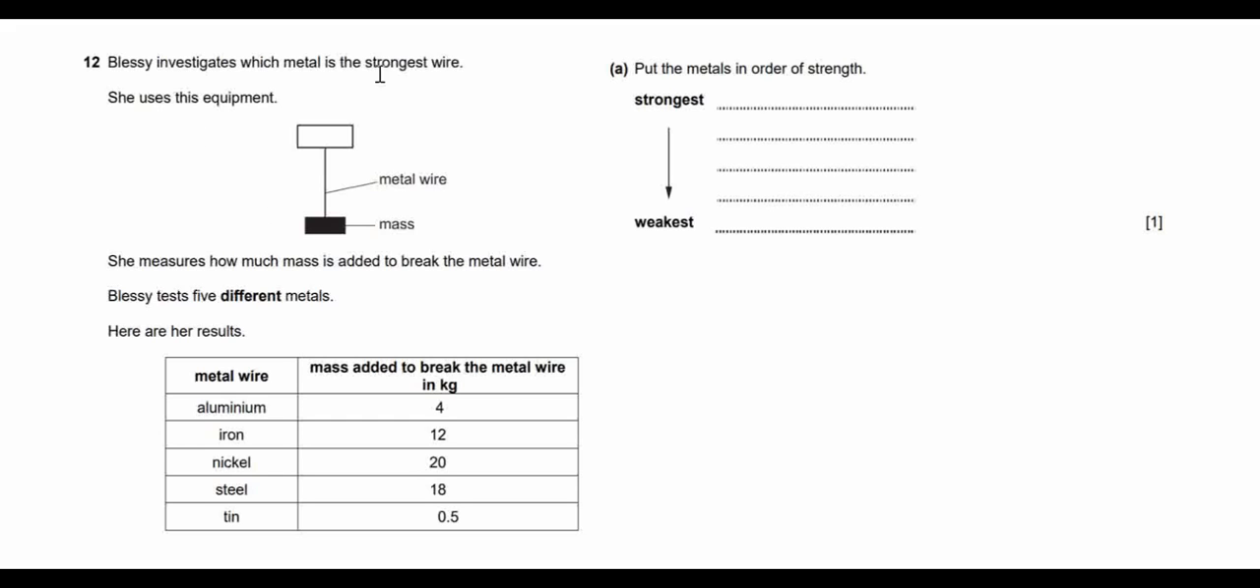Blessy investigates which metal is the strongest wire. She uses this equipment, metal wire and mass. She measures how much mass is added to break the metal wire. Blessy tests 5 different metals. Here are her results. Metal wire: aluminium, iron, nickel, steel, and tin. Mass added to break the metal wire in kilograms: 4 kg for aluminium, 12 kg for iron, 20 kg for nickel, 18 kg for steel, and 0.5 kg for tin. Question A. Put the metals in order of strength from strongest to weakest. 10 seconds from now.